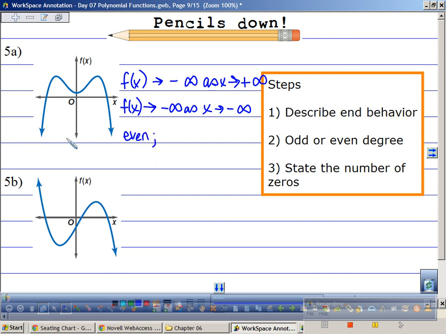And state the number of zeros that this has. There's one, and there's one. That should be enough to get you through your homework.